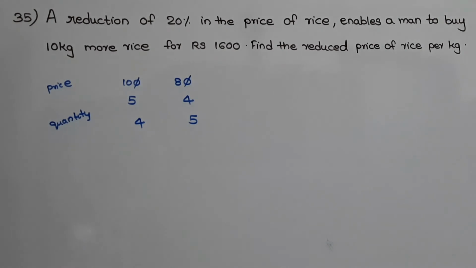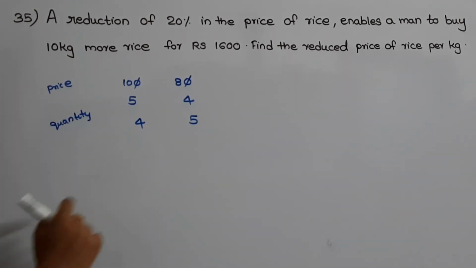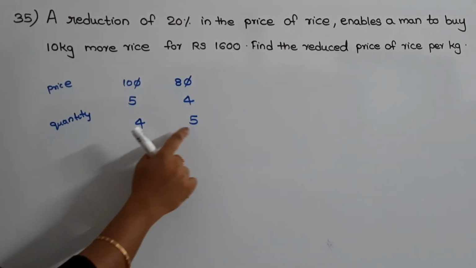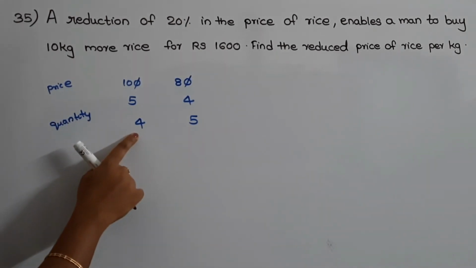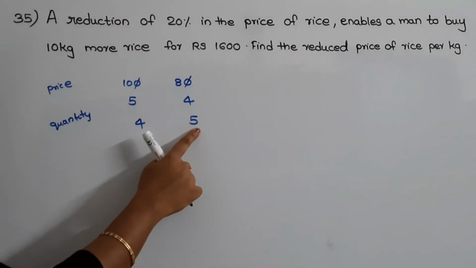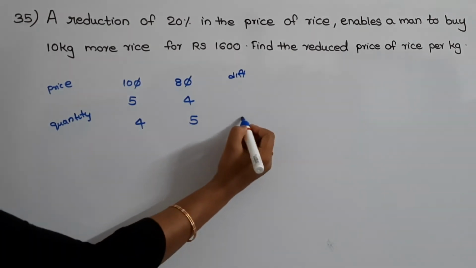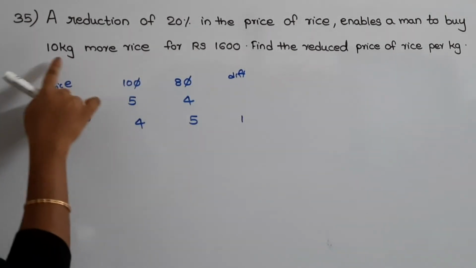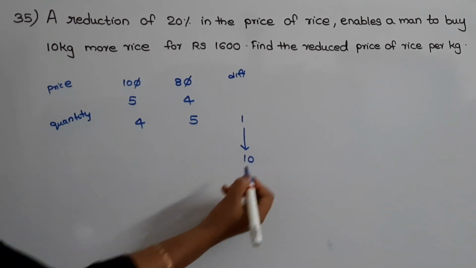Okay. So in the question, they have given the difference in the quantity as 10 kg. So let us find out the difference in the ratio of the quantity. If initially the quantity was 4 and now the quantity is 5, the difference between them will be 5 minus 4, that is 1. But this difference is given in the question as 10.